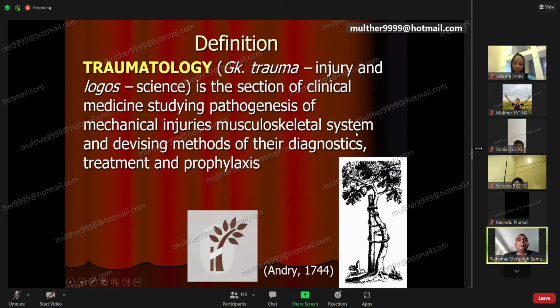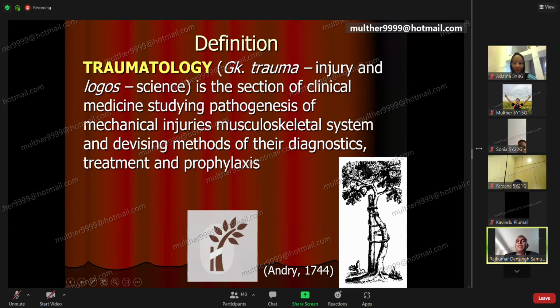So first, as we start, we have a definition called traumatology. What do you mean by traumatology? The definition is straightforward. It came from two words, trauma and logy, of Greek origin. Trauma means injury, logy means science. So it is a part of clinical medicine that studies mechanical injury of the musculoskeletal system, various methods of diagnosis, treatment, and prophylaxis.